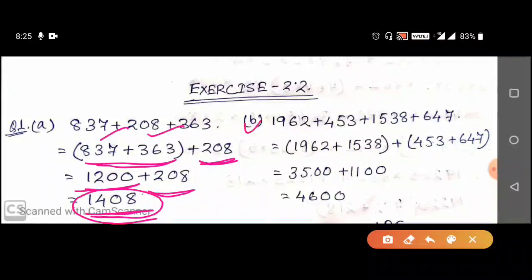Now question number B. In question number B, 4 numbers are given. Here also you have to pick up those numbers where you get 0. So think of the numbers given in the ones place. So here you will find that these 453 and 647, if you add, then you may get 0 because 3 plus 7 is 10. We have 0 in that place.